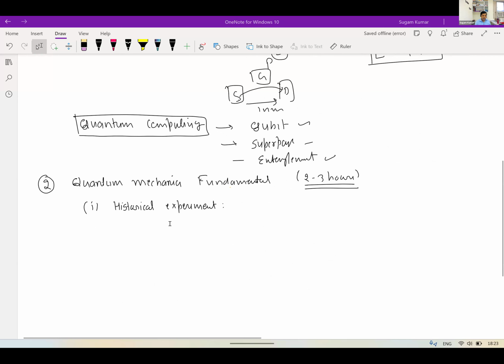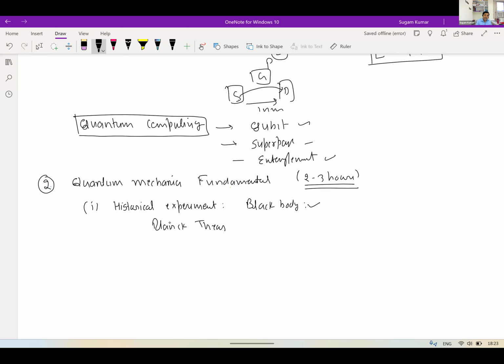So in quantum mechanics, I will now start with the historical experiments, like black body radiation, and we will try to get a glimpse of why the black body spectrum raised questions. The classical mechanics of that time was not able to explain the black body spectrum, and then the Planck theory came into the picture.